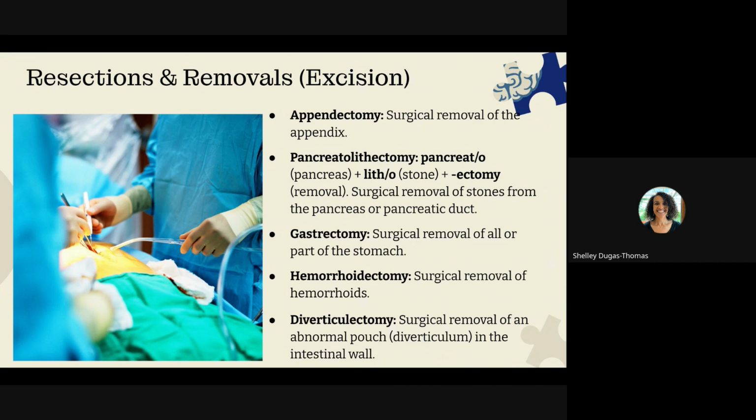So an appendectomy is the removal of the appendix. The pancreatolithectomy combines pancreas plus litho, stone, and ectomy, which is removal. It's the surgical removal of a stone from the pancreas. And a gastrectomy is the surgical removal of all or parts of the stomach.